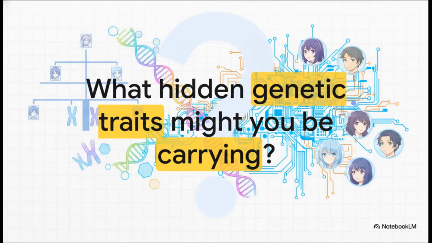Well, we have covered a whole lot of ground today, from the basic physical structures of our chromosomes all the way to mapping out the hidden probabilities of inheritance, but I want to leave you with a final thought to really ponder on. If you were to map your own family tree using the exact techniques we learned today, what hidden genetic traits might your very own X and Y chromosomes be silently carrying around right now?